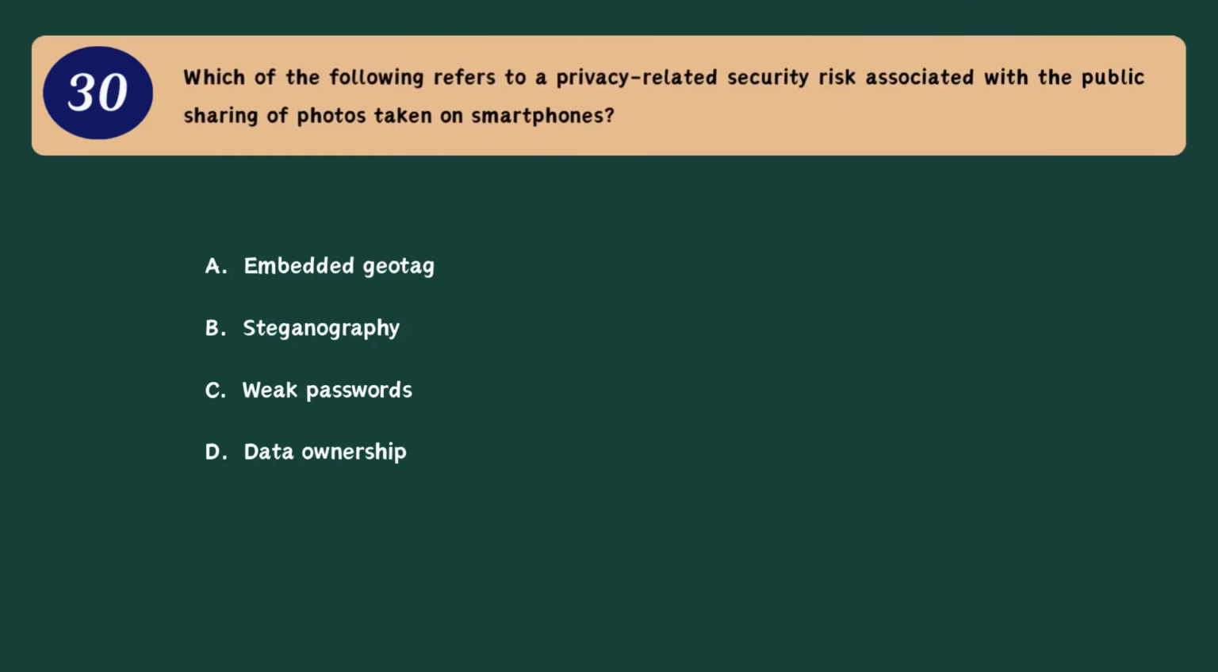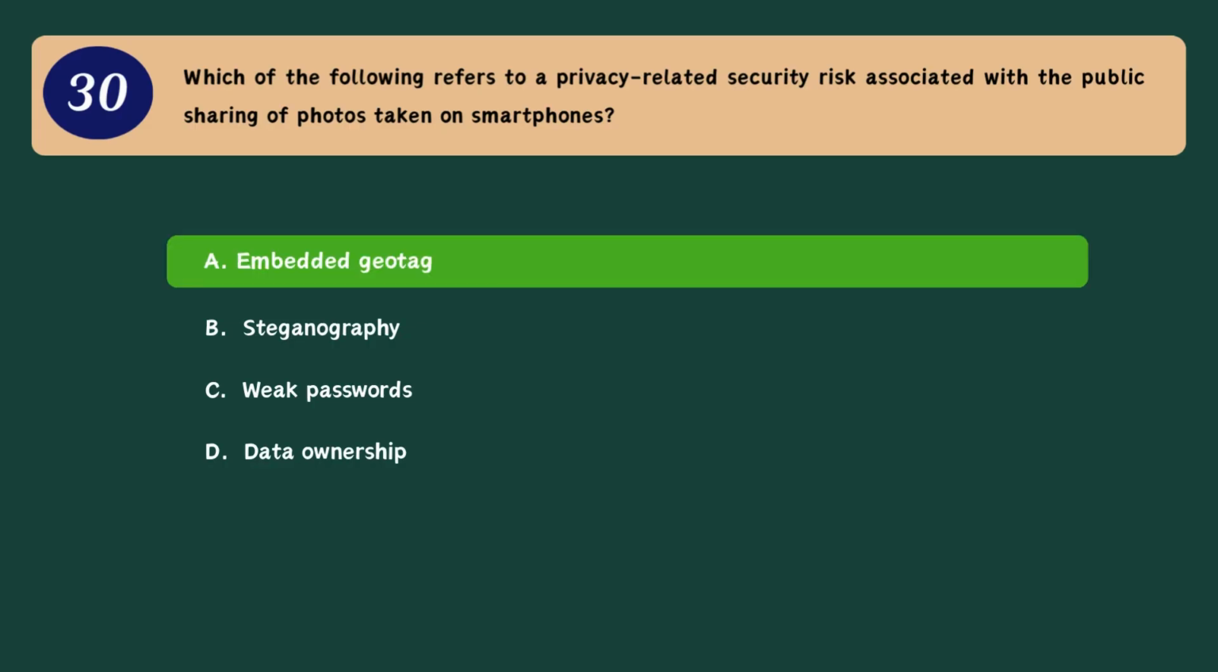Question 30. Which of the following refers to a privacy-related security risk associated with the public sharing of photos taken on smartphones? A. Embedded geotag. B. Steganography. C. Weak passwords. D. Data ownership. Correct answer. A. Embedded geotag.